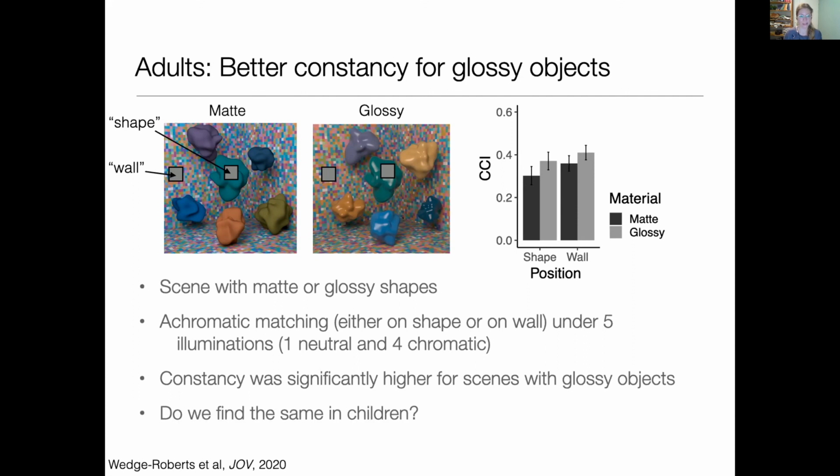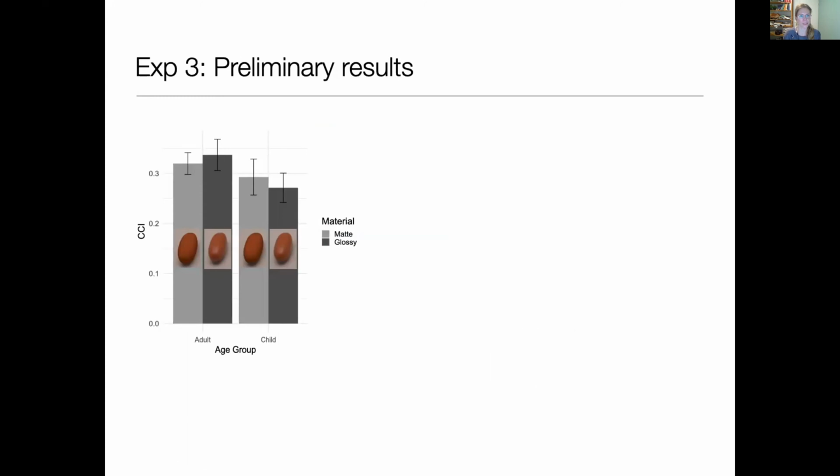And here we asked whether we find the same in children. And this is preliminary work where the data collection was halted due to COVID-19, so we have very little data. So this is very preliminary, but I still wanted to show you this because it's quite interesting. So in this figure, again, color constancy index is shown on the y-axis, and age group is now on the x-axis, where adults are the left 2 bars and children are the right 2 bars. And now constancy for matte scenes is shown with light gray, and for glossy with dark gray.